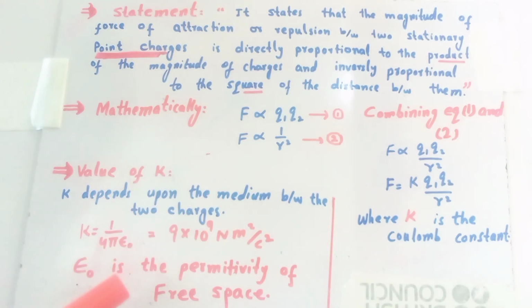If the medium between the charges is air or vacuum, then the value of K will be equal to 9 multiply 10 power 9 Newton meter square per Coulomb square. Epsilon naught is the permittivity of free space. Permittivity is the property of a material medium to reduce the Coulomb force between the two charges.